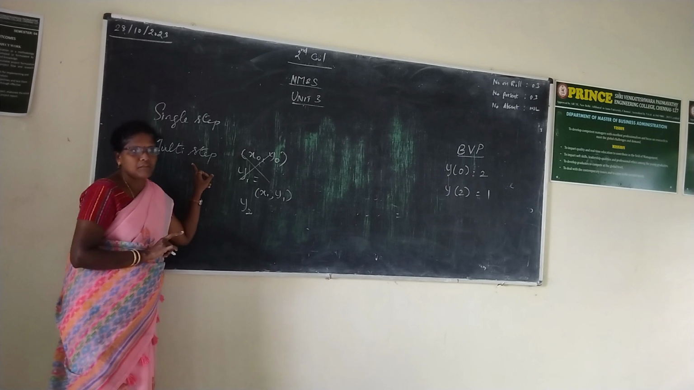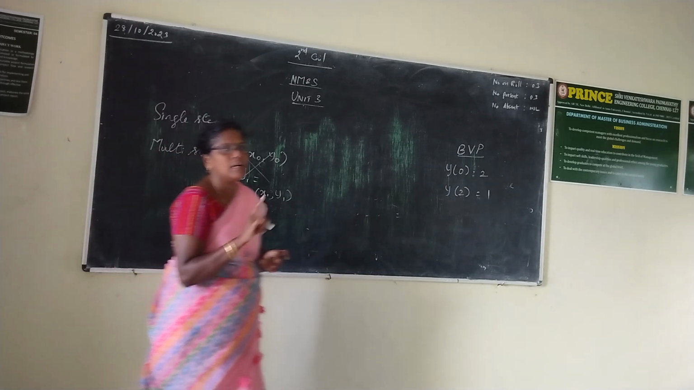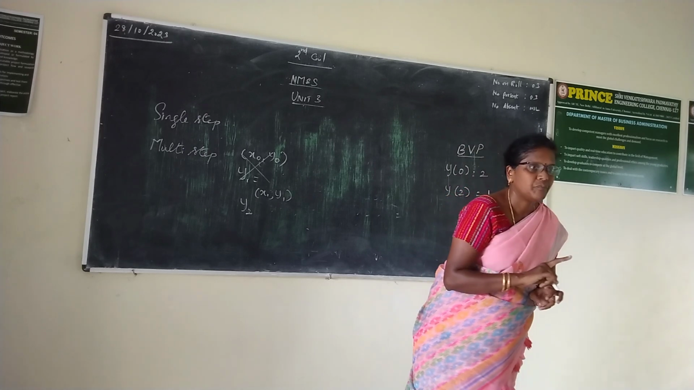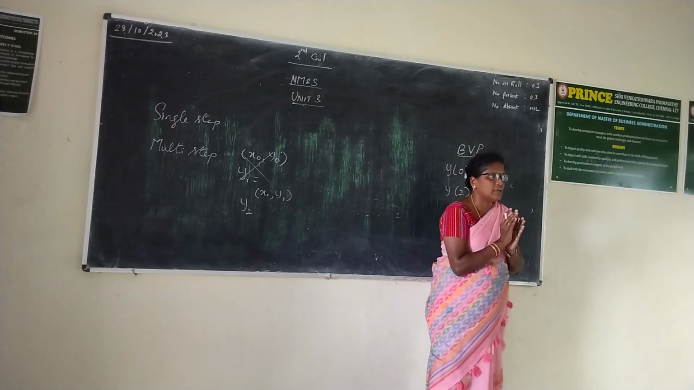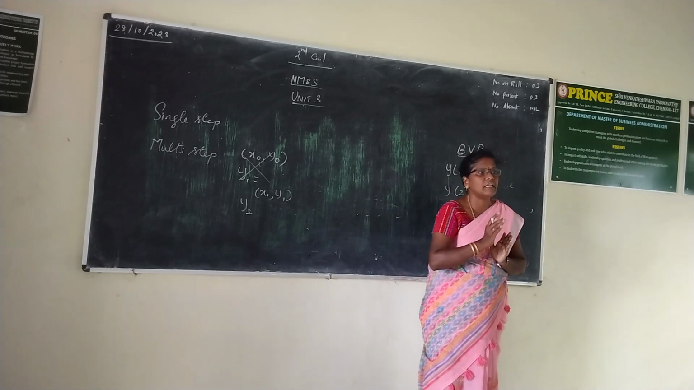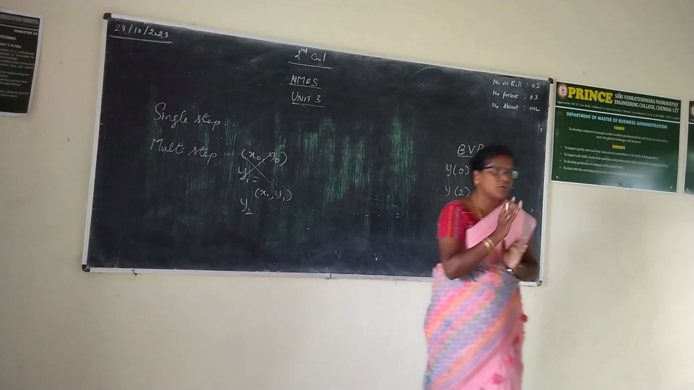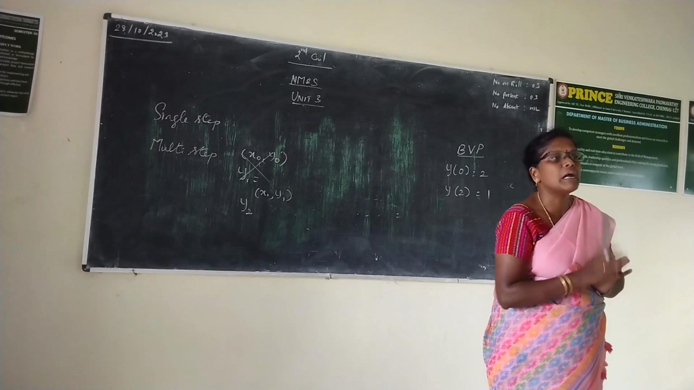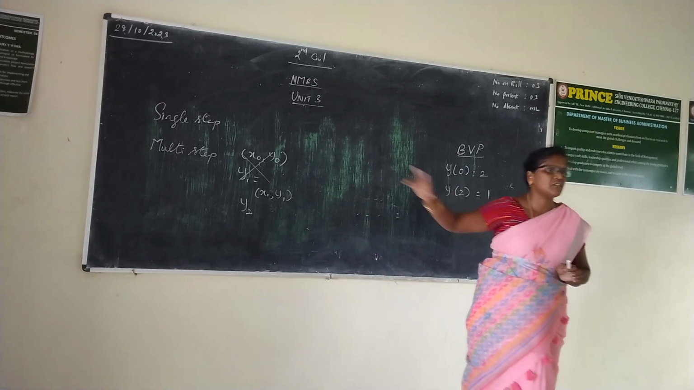Whereas multi-step method means to find one unknown, I need the information about more than one previous value. If there is one value and I can find the next one using it, that is a single step method. But if I need more than one value to find that unknown, that is called a multi-step method. Can you understand this difference?